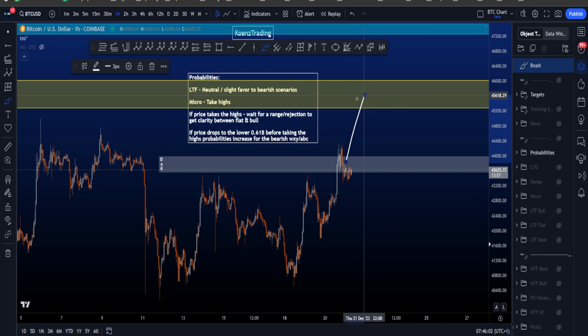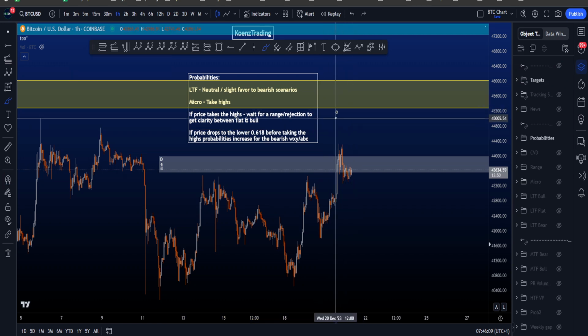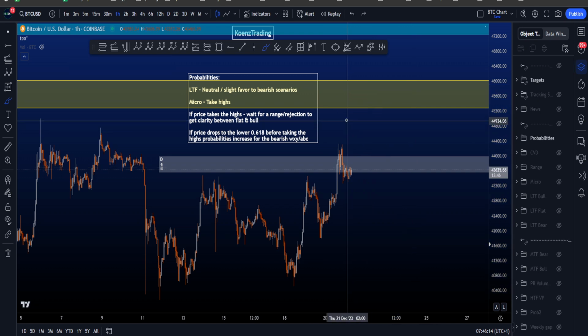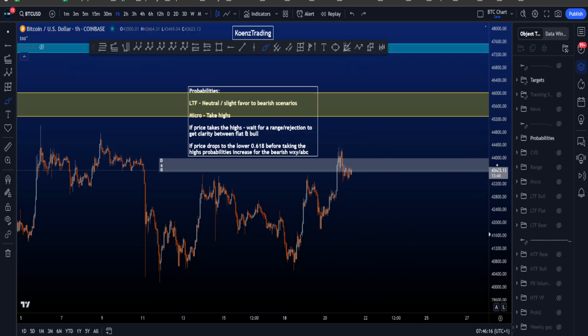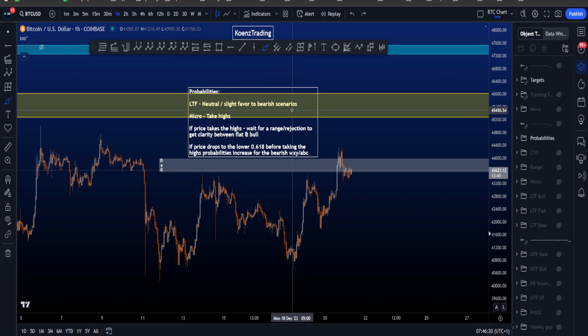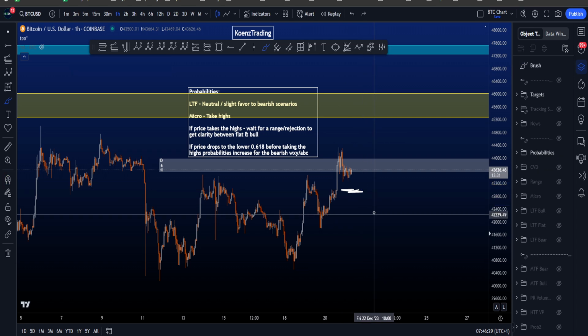And if price moves to the upside over here, if price takes the highs, then we have to wait for a range or a rejection to get clarity between the flat scenario over here and then down in C, or the bullish scenario for potential continuation. But at the moment, probabilities low time frame neutral with a favor for the bearish scenarios. On the micro though, looking to potentially take the highs, but if we drop to the 0.618, probabilities will flip.